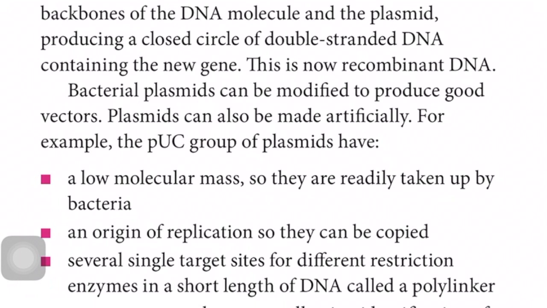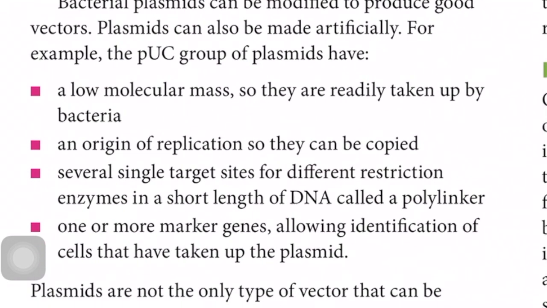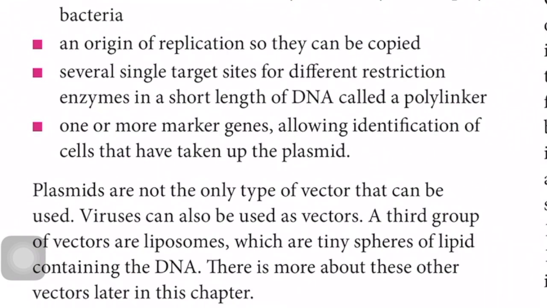Okay, plasmids can also be made artificially. For example, the pUC group of plasmids have a low molecular mass, so they can be readily taken up by bacteria. They have an origin of replication, so they can be copied. They also have several single target sites for different restriction enzymes in a short length of DNA called a polylinker.